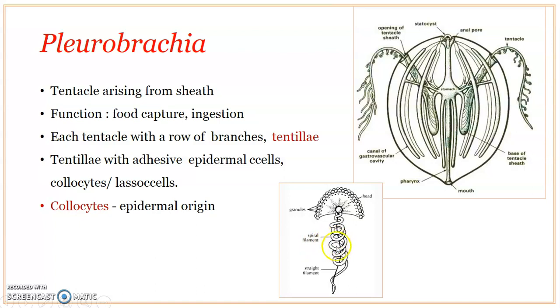Now, surrounding this axial nuclear filament, you can see a spirally coiled, spring-like spiral filament on the side. Once this colocyte is used for capturing or entangling the prey, the colocyte gets damaged, and it cannot be used further. The damaged colocyte is removed and replaced by a completely new one, which is produced or differentiated from the interstitial cell. So this is about the tentacle and the colocyte.